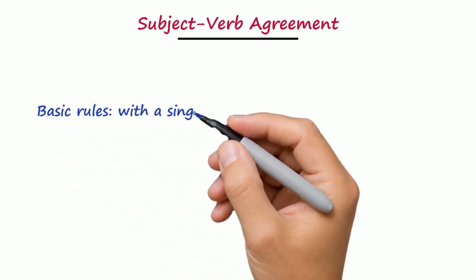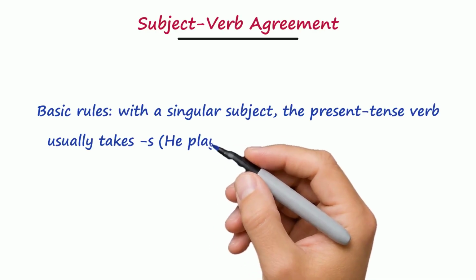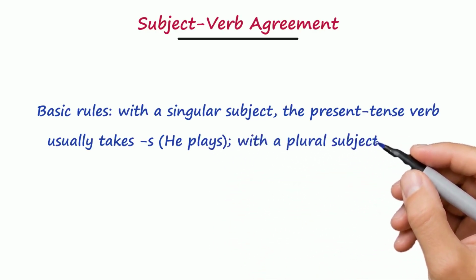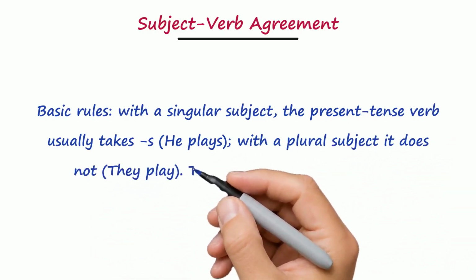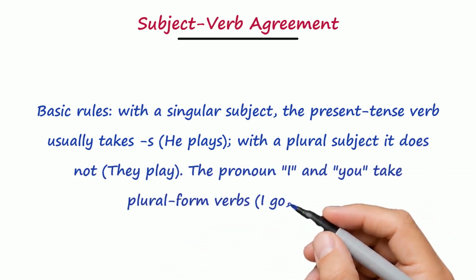Basic rules. With a singular subject, the present tense verb usually takes s: he plays. With a plural subject, it does not: they play. The pronouns I and you take plural form verbs: I go, you go.